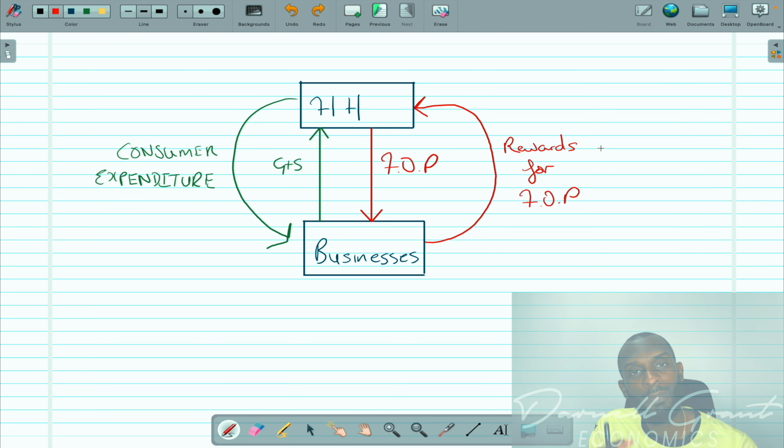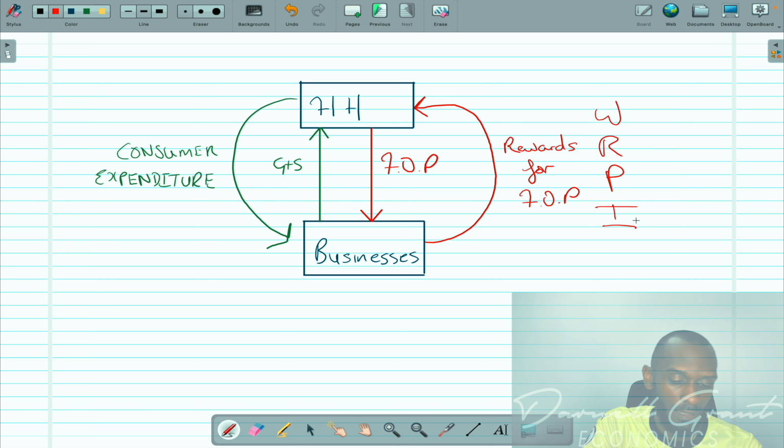No, you demand what we call a reward for the factor of production. In terms of labor, what you require are wages. In terms of land, what you would require is rent. In terms of enterprise, what you require is a profit. And in terms of capital, what you require is interest. You need interest in that case. All make up the rewards for the factors of production.